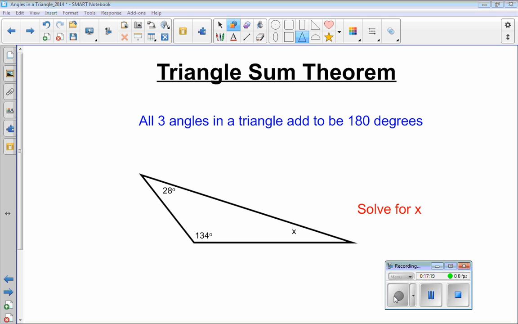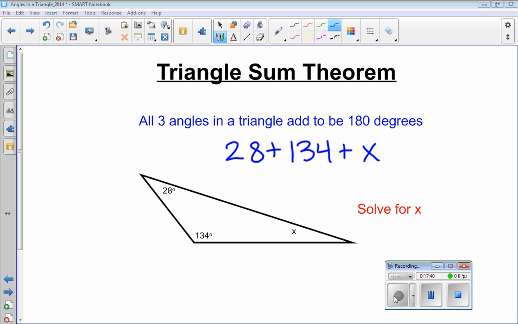So in this example, I've given you some of the angles. How could I find out? If I was going to do an equation, I know we did it already, but what would the equation be? What plus what plus what equals 180? 28 plus 134 plus x equals 180. We know how to solve, right? So what's 134 plus 28? 162.